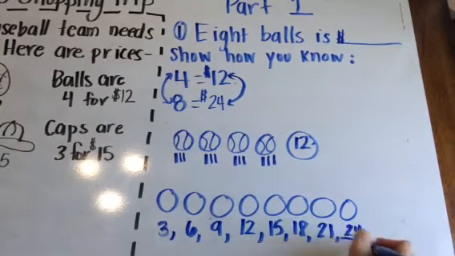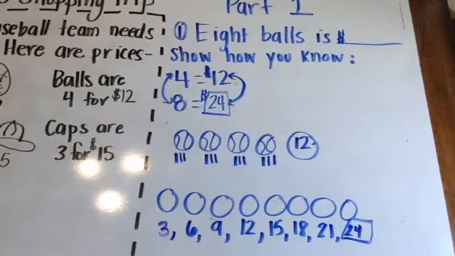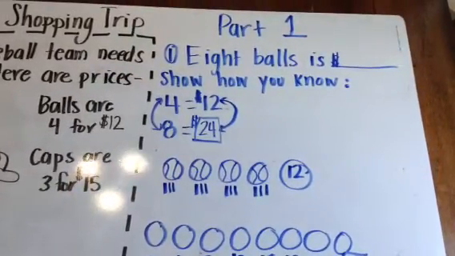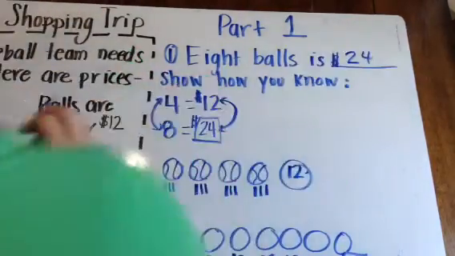So I can see that this number is the exact same as this number. So now as a mathematician, I know that my work is correct, and I can come back up to the top now and safely say 8 balls is $24.